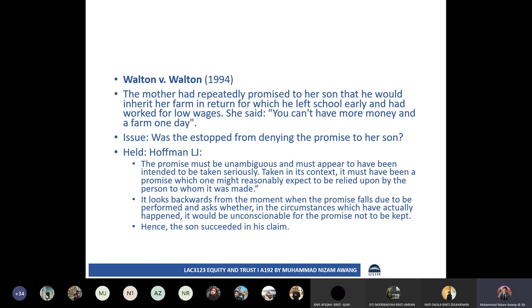It looks backward from the moment when the promise falls due to be performed and asks whether, in the circumstances which have actually happened, it would be unconscionable for the promise not to be kept. Hence, the son succeeded in his claim. In this case, the court said that it would be unconscionable for the promise not to be kept because the son has shown reliance on the promise made by the mother. Therefore, the son was successful in the claim.